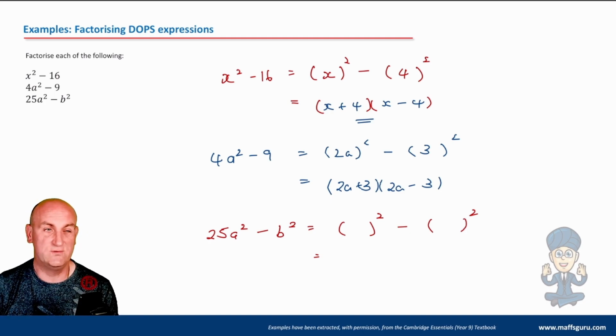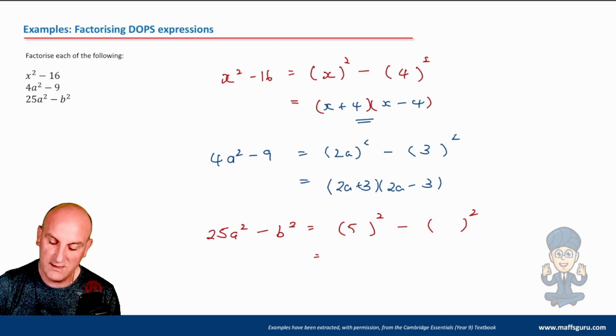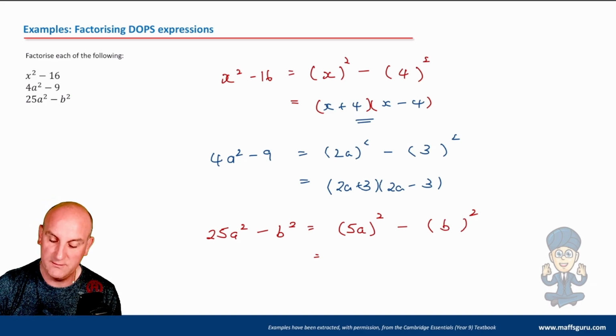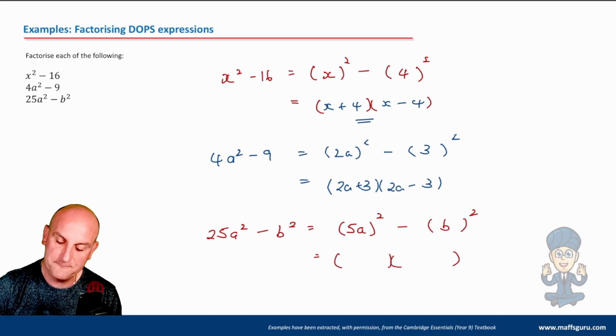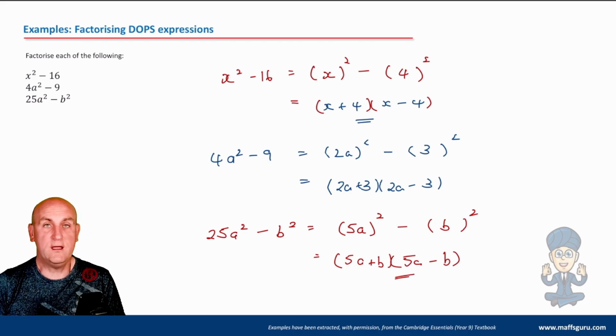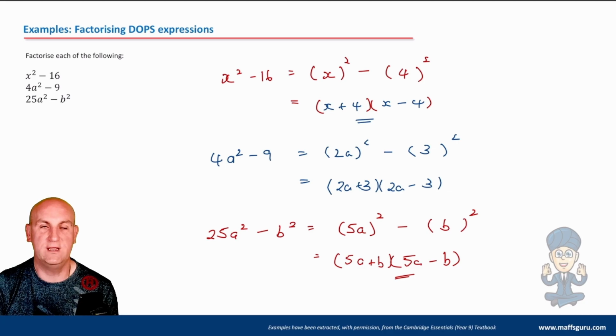So what multiplied by itself gives me 25? Well, it has to be 5. And hopefully a, because a times a gives me the a squared. What multiplied by itself gives me b squared? It's got to be b. And there we go, we've done it again. So 5a is at the front, b is at the back, one's a plus and one's a minus. And there we go. I can't see how, outside of some other tricks, that this gets any harder.